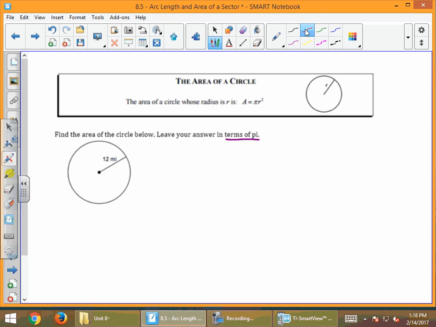So what I'm going to do is I'm going to write down the formula. Area is equal to pi r squared. I know what pi is. I know what squared is. What's my radius? 12. So I'm going to say, all right, well, the area is equal to pi 12 squared.